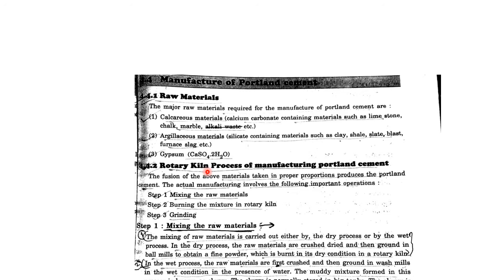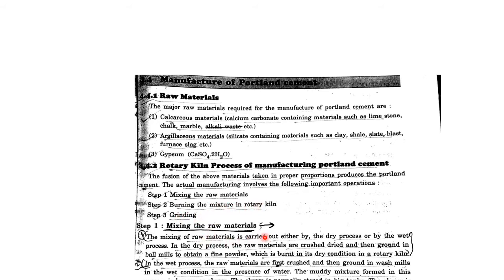Now, manufacturing of cement is done by the wet process or the rotary kiln process. Now what is the procedure? What are the steps? Manufacturing of cement by the rotary kiln process is done in three steps. First step, mixing the raw material. Second step, burning the mixture in the rotary kiln. Third, grinding.